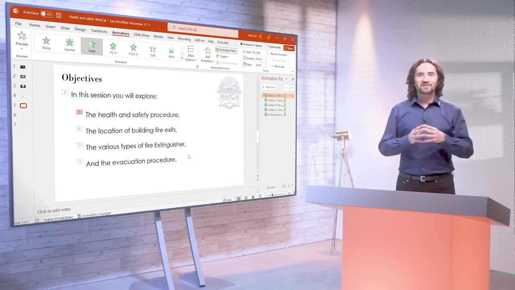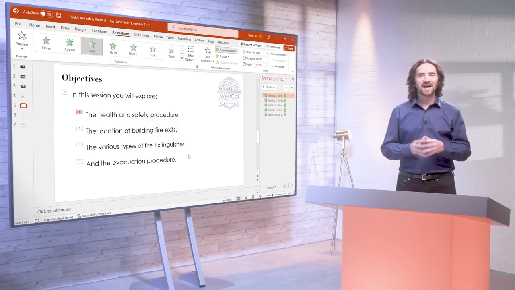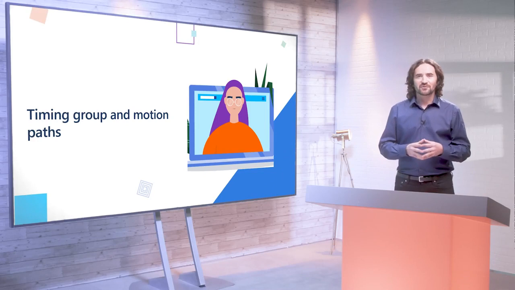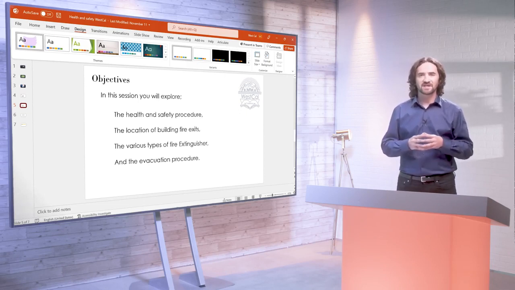Great! You've now learned about animation effects like entrances and exits, and also added sound to make your PowerPoint presentation more dynamic. Next, you'll explore motion paths and the timing group. Now, let's discover how to control these animations by using the timing group in the Animations tab. Taking our earlier example of the health and safety presentation, currently all the objectives appear at once. Let's run through the process of having them appear one at a time.